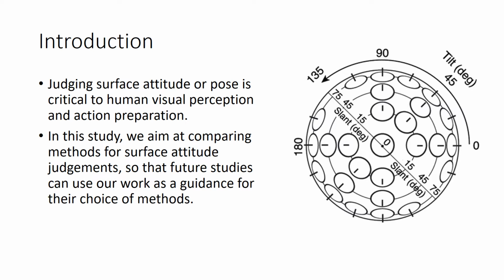In this figure, the further the gauge figure is away from the center, the more slanted it is. Tilt represents the direction of the slant. For example, these gauge figures are different in slant but share the same tilt.